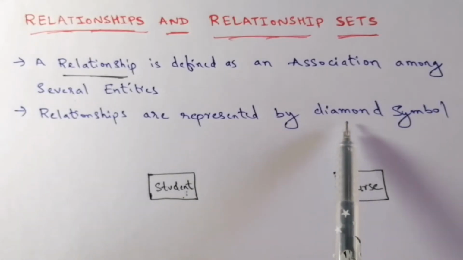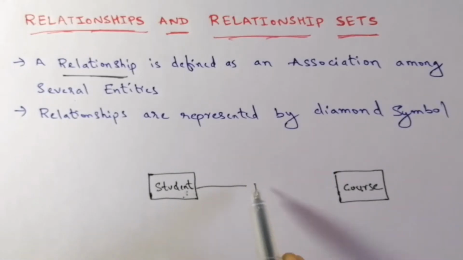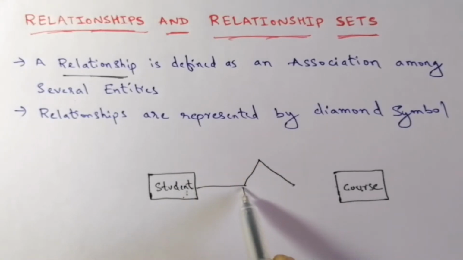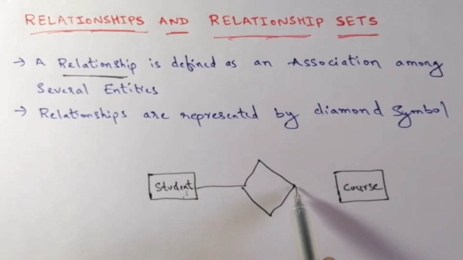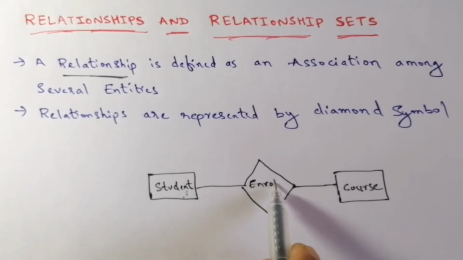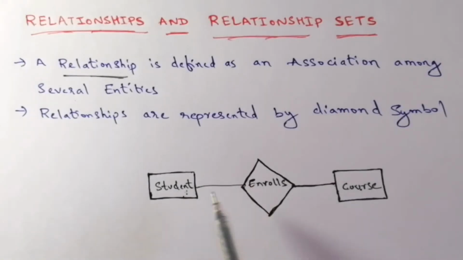So what symbol are we going to use? We are going to use the diamond symbol. So there will be a relationship between those two entities. It is represented by a diamond symbol, and here we can write "student enrolls in course". So here we have represented entities in a particular relationship.